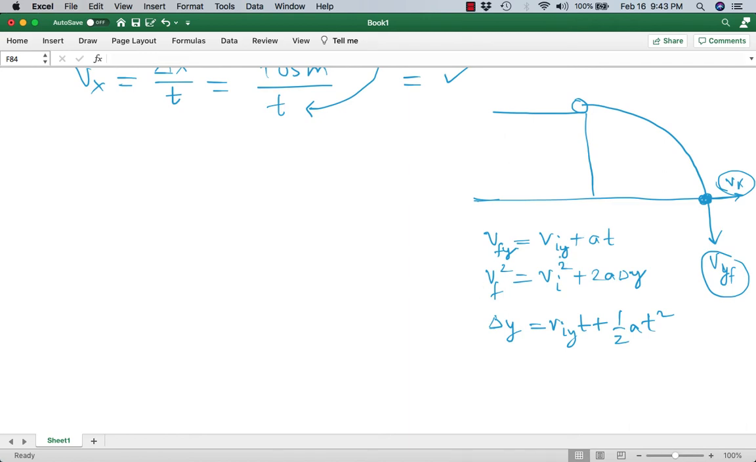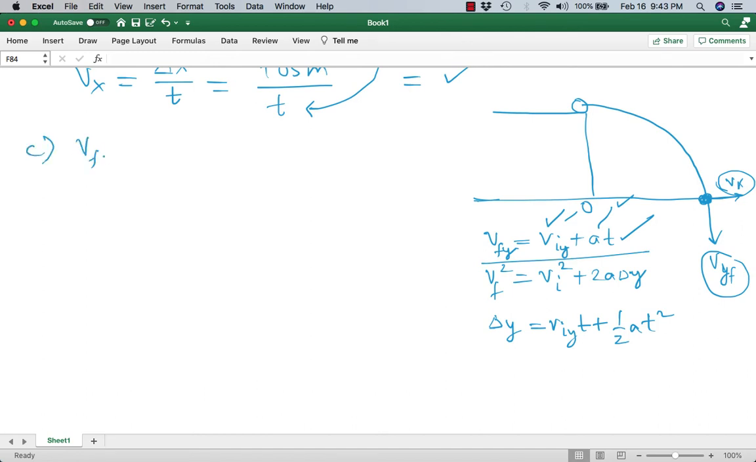So we need to decide which formula we want to use. Do we have initial velocity in the vertical direction? Yes, we have. That is 0. And do we have acceleration? Yes, we have acceleration. Do we have time? Yes, we have time. So that means we can use this equation for part C.